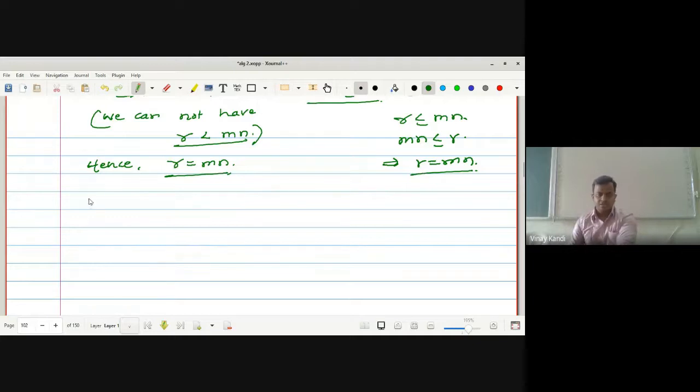So this implies the degree of F(a,b) over F is equal to r, which is equal to mn, when m and n are relatively prime numbers. Any doubt?